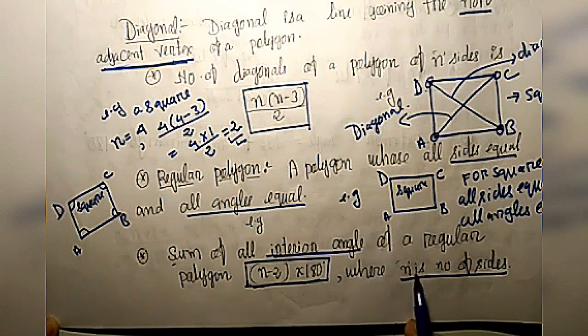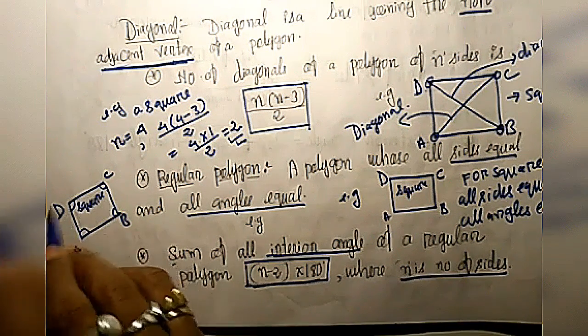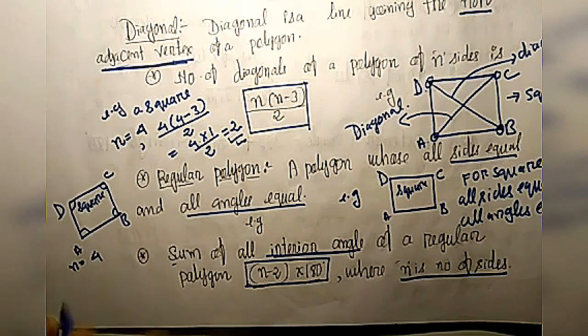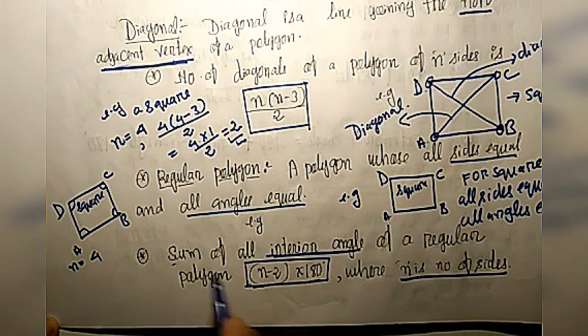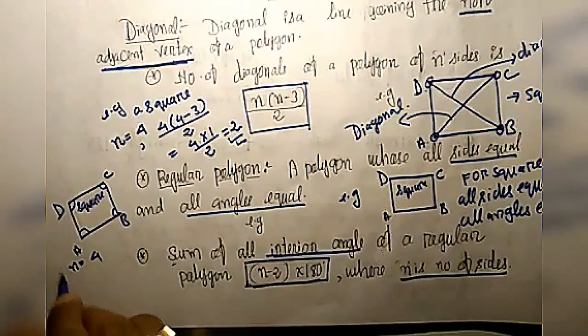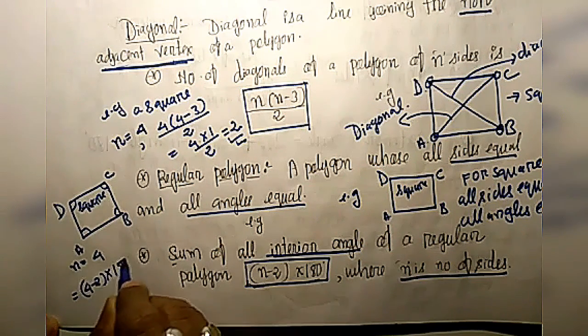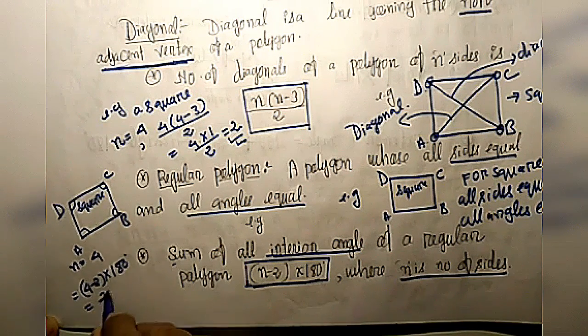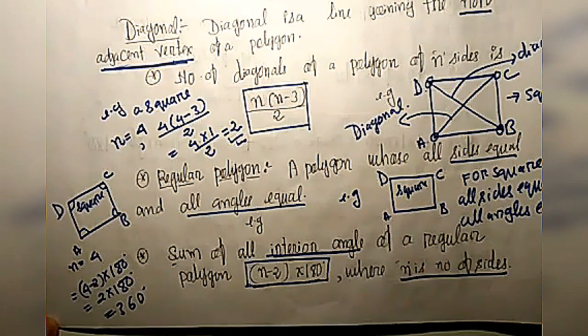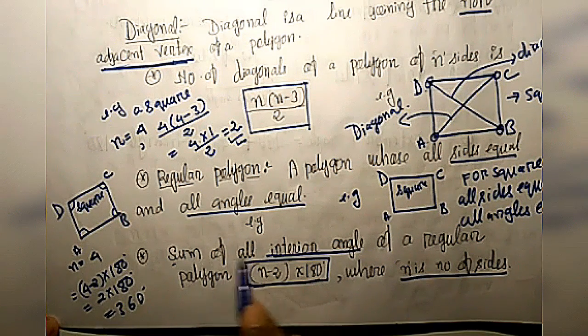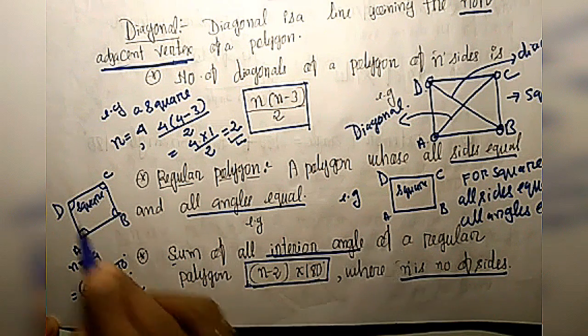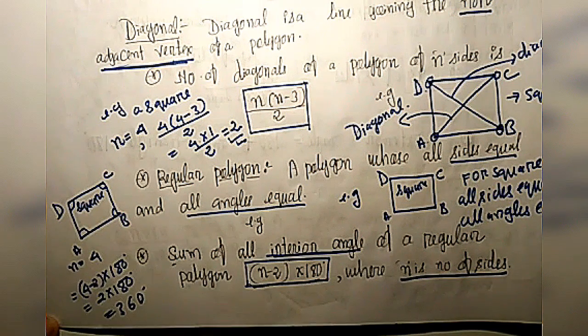So here n is how much? Since it is a square, n equals to 4. So sum of all interior angles should be 4 minus 2 into 180 degree. 4 minus 2 means 2 into 180 degree is equals to 360 degree. So for a square, sum of all interior angle is 360 degree.